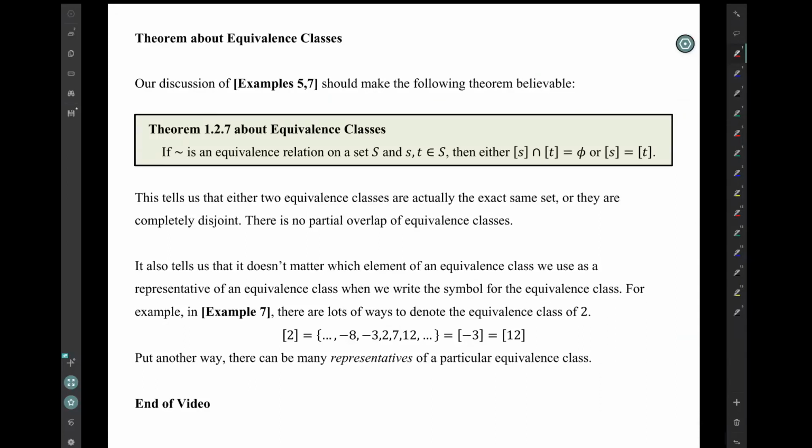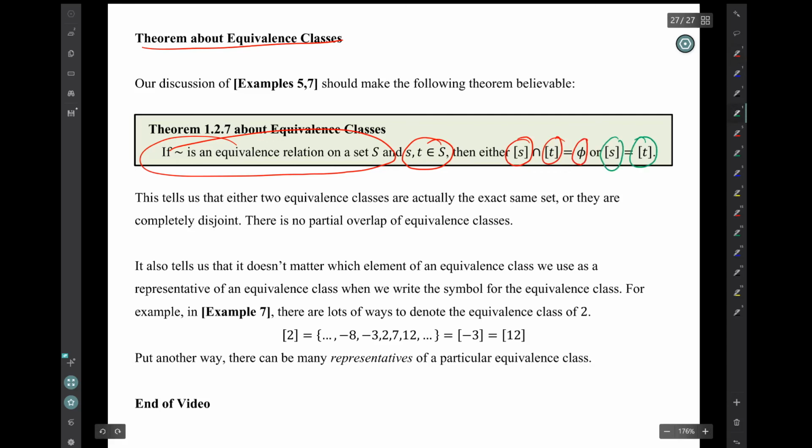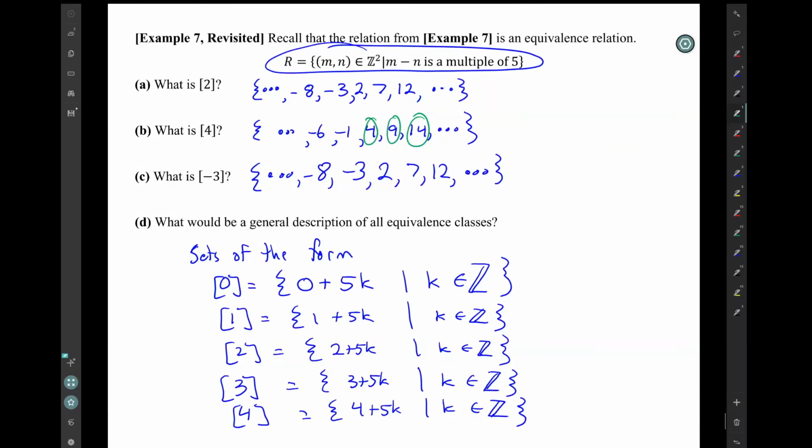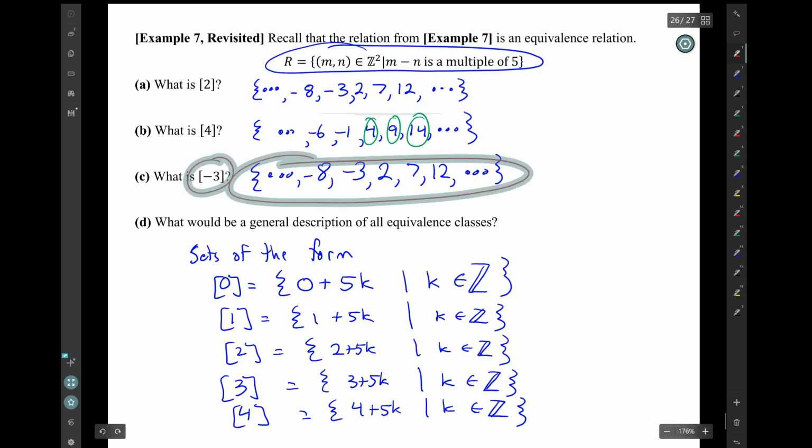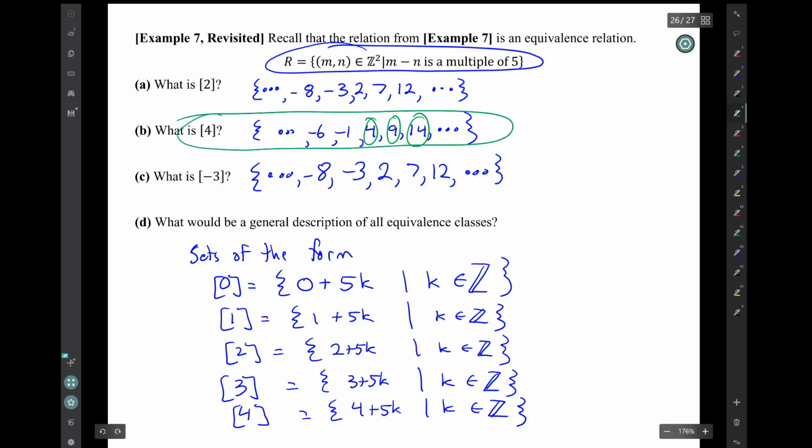The last thing I want to talk about, I'm not going to prove, but I will talk about this theorem about equivalence classes. This theorem says if you have an equivalence relation on a set S and you choose any 2 elements of the set S, then either their equivalence classes are completely disjoint or they are exactly the same set. Now this should be believable. Let's go back up and look at our example. Notice the equivalence class for 2 was exactly the same as the equivalence class for 3. Every element of those 2 sets was the same, whereas the equivalence class for 4 didn't have any elements in common with the equivalence class for 2.